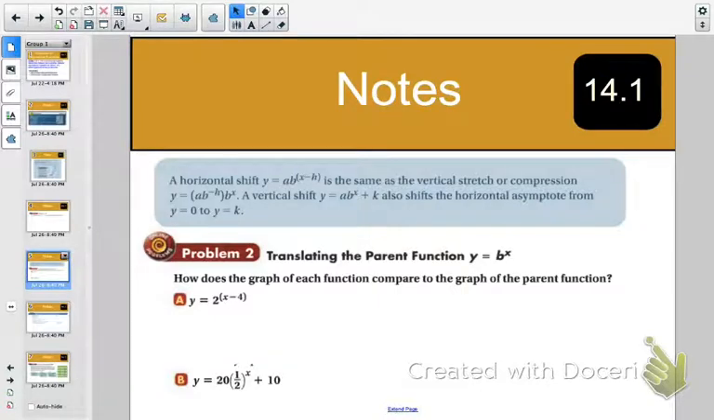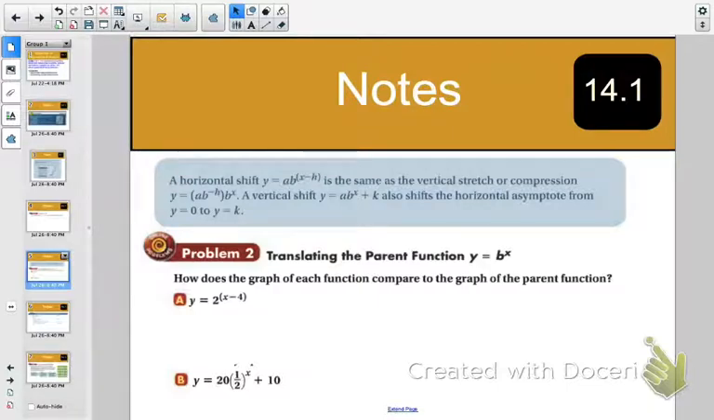A horizontal shift, y equals a times b to the x minus h, is the same as a vertical stretch or compression. That's kind of what we were talking about earlier: y equals a times b to the negative h times b to the x. A vertical shift, y equals a times b to the x plus k, also shifts the horizontal asymptote from y equals 0 to y equals k. So don't forget that with exponential functions you have an asymptote, which is the imaginary line that it never crosses. It starts at y equals 0, the x-axis, and then it shifts to whatever the vertical shift is.